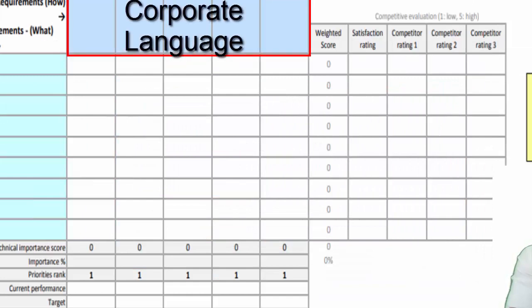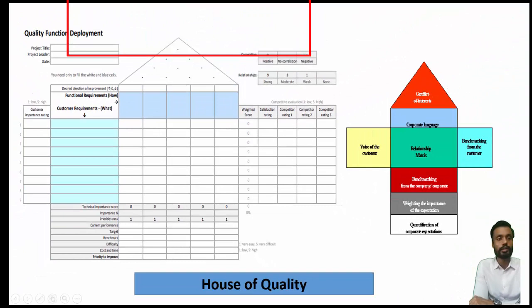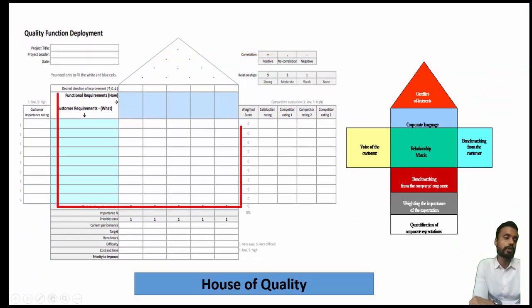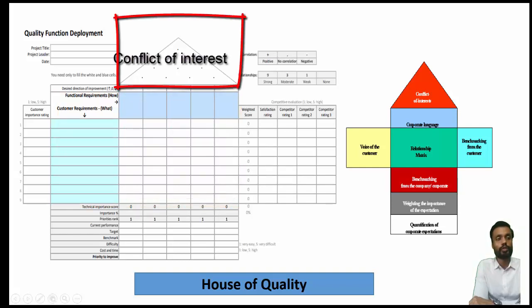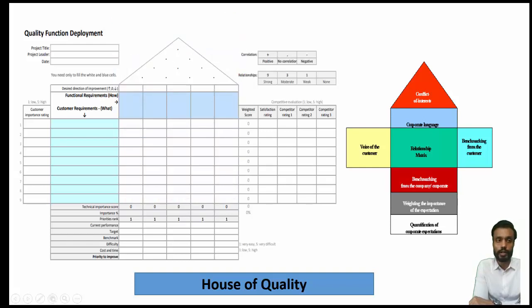This is called corporate language. So this is more of a functional requirement. If I say corporate language, that is a functional requirement. So the relationship between your corporate language and voice of customer is captured over here, and this house is called the relationship matrix. The top one, the heart-shaped one, is where the conflict of interest would be captured. Another house which you look at over here is called conflict of interest. We would capture the conflict of interest between your functional requirements over here.